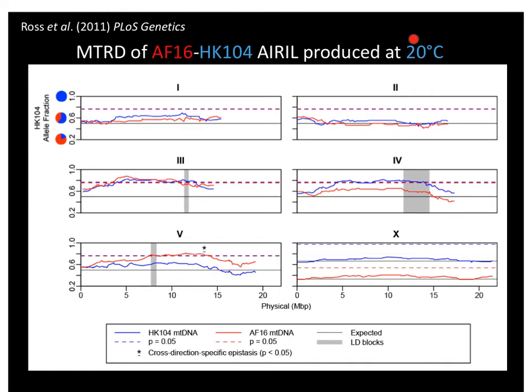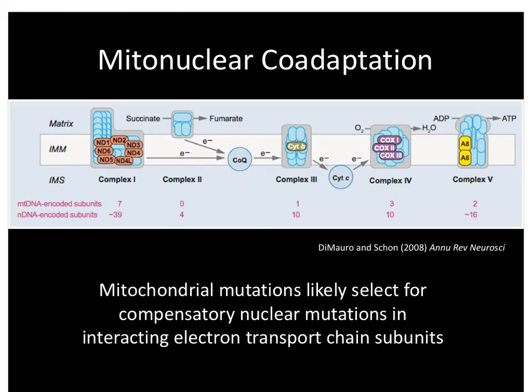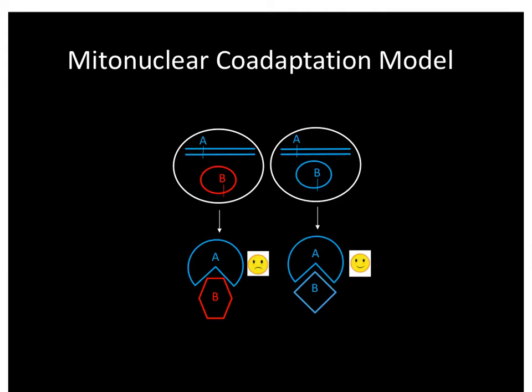And that's why we came up with this hypothesis that maybe HK104 alleles in general make hybrids more healthy when they're grown at a temperate or HK104-like temperature. Part of this might have to do with coadaptation between the mitochondrial genotypes and the nuclear genotypes of these worms. And there could be some compensatory mutations between the mitotypes and the nuclear alleles that would cause those sorts of patterns.